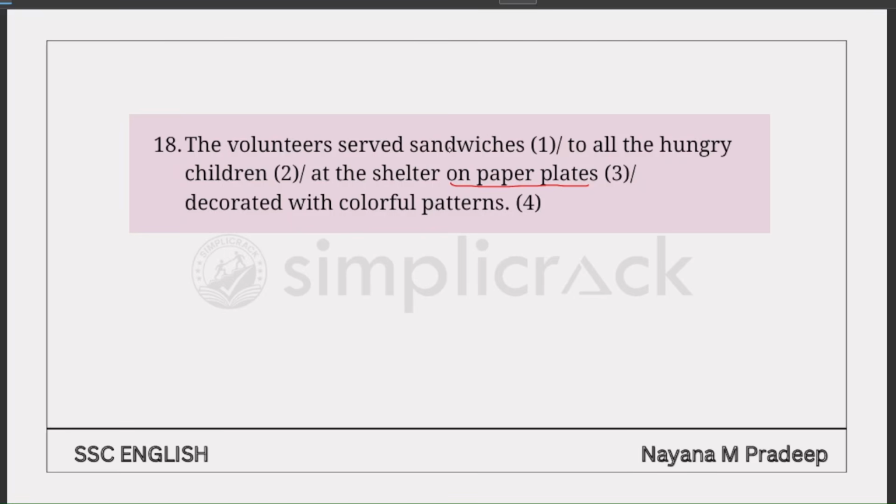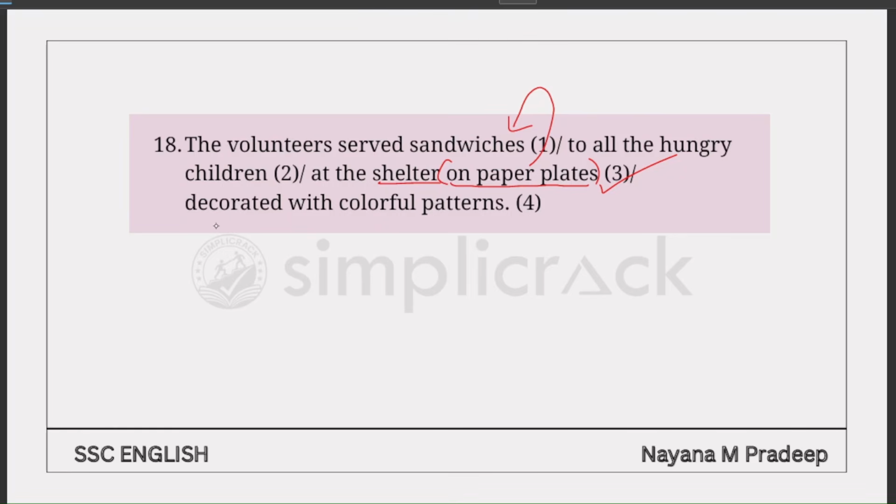Definitely, it has to be sandwiches. Sandwiches have to be placed on paper plates. But this part, on paper plates, is placed after the noun shelter. So in the sentence it means that the shelter is placed on paper plates, which is absurd, right? Which is a mistake. So here on paper plates has to come after sandwiches, because we are placing sandwiches on paper plates. So the error is in part 3. The volunteers served sandwiches on paper plates to all the hungry children at the shelter.